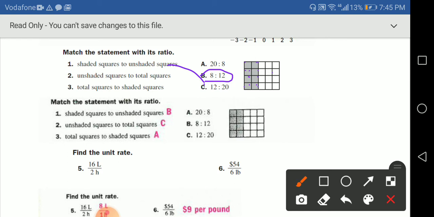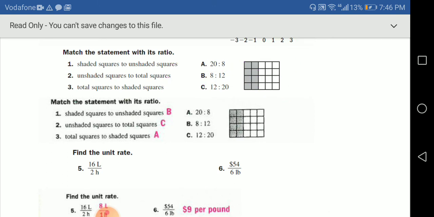Unshaded here is the 12. I just counted the unshaded, 12 boxes. The unshaded squares to the total, so 12 to the total of them. The total squares 20, so it will be C. Total squares to shaded squares, so I'm going to start with 20 to the what? To the shaded, which is 8. Easy one? I think it is.